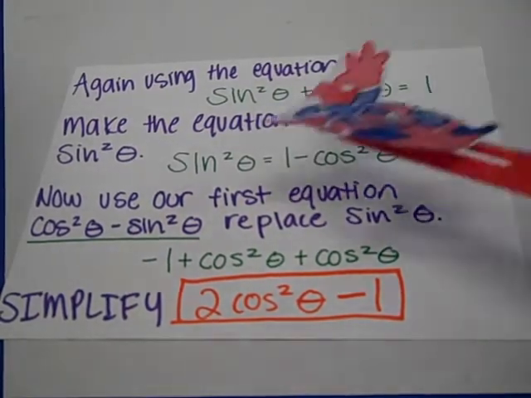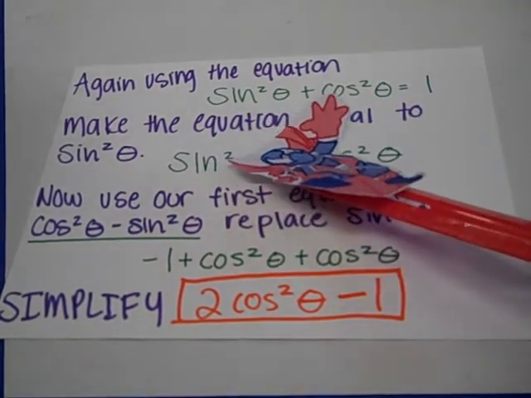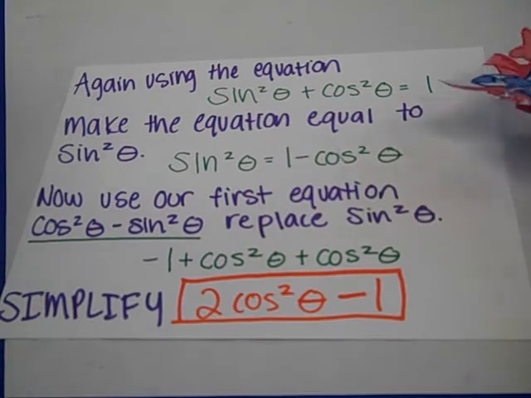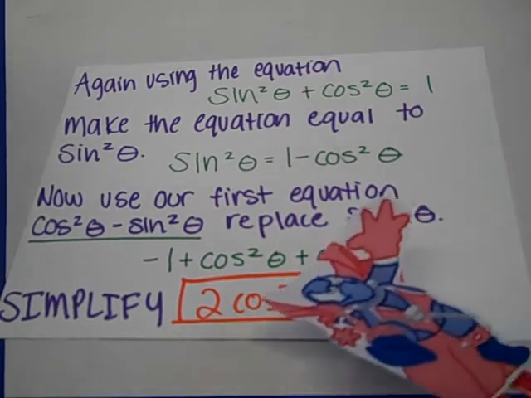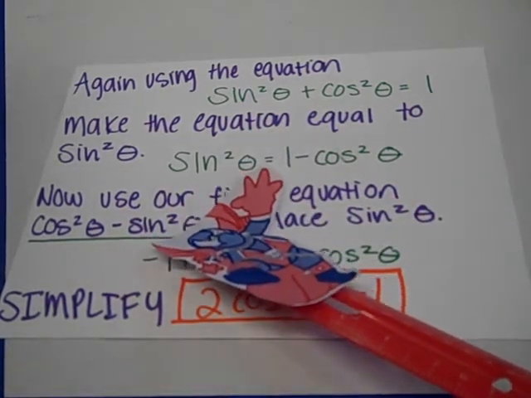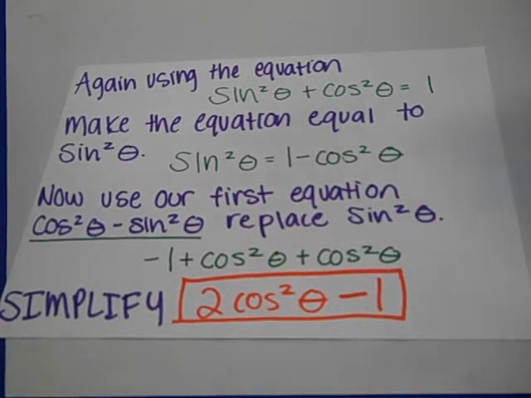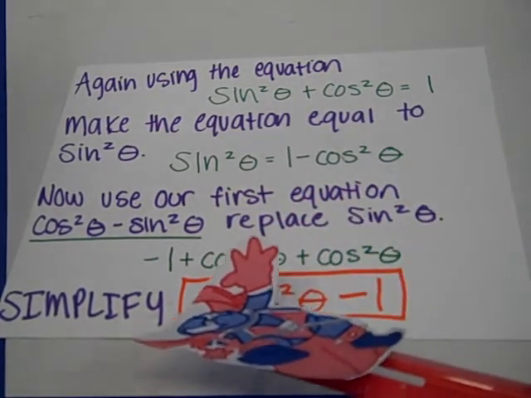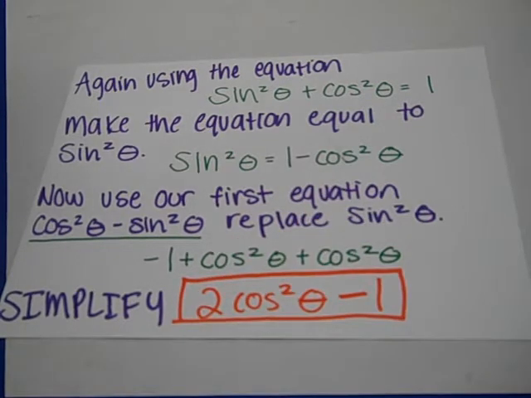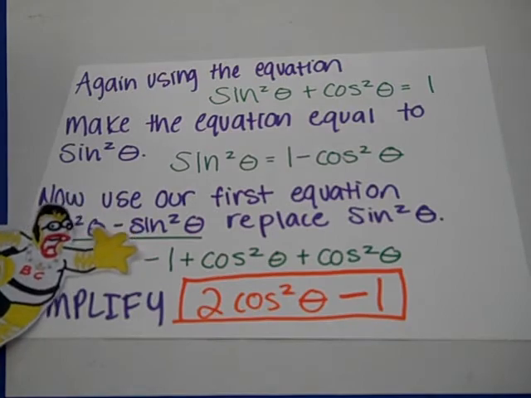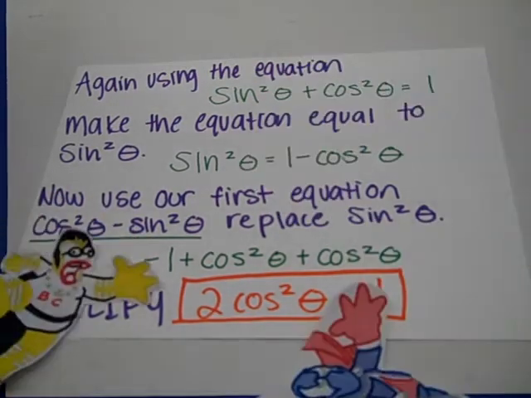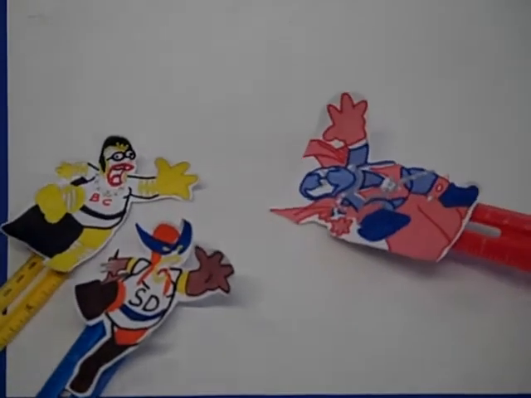Again, using the equation sine squared theta plus cosine squared theta equals 1, make the equation equal to sine squared theta. Sine squared theta equals 1 minus cosine squared theta. Now, use our equation cosine squared theta minus sine squared theta and replace sine squared theta. This gives you negative 1 plus cosine squared theta plus cosine squared theta, and then you simplify to 2 cosine squared theta minus 1. Now that's all, folks.